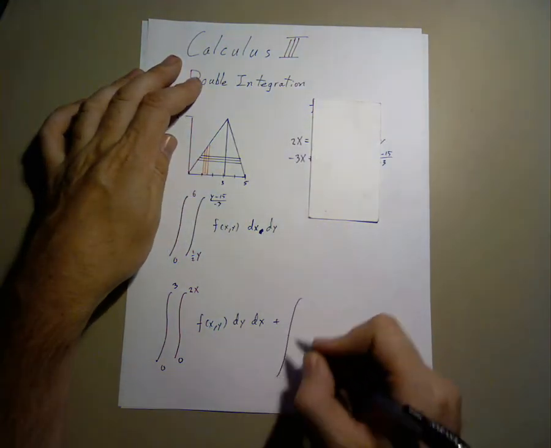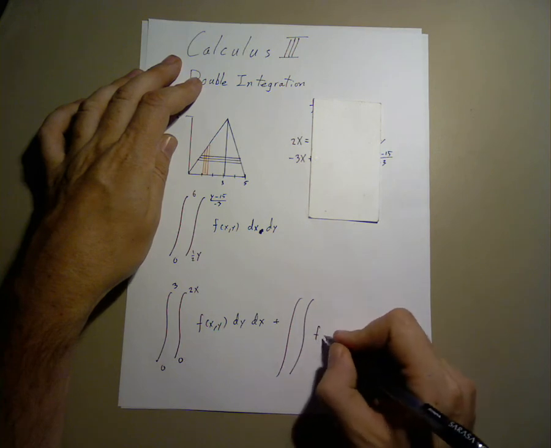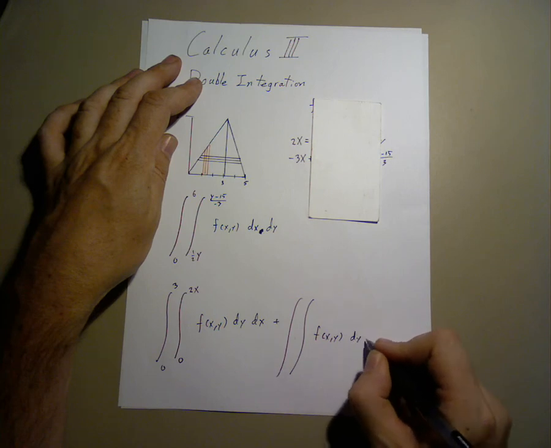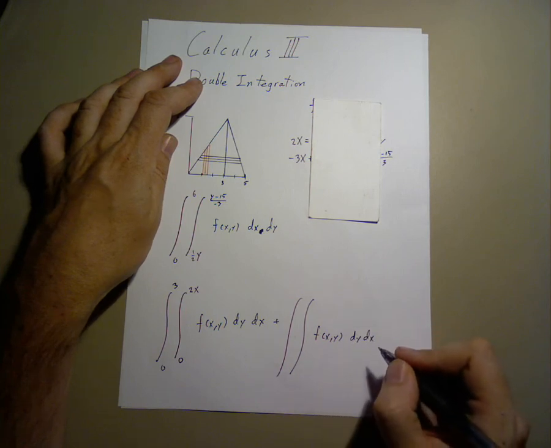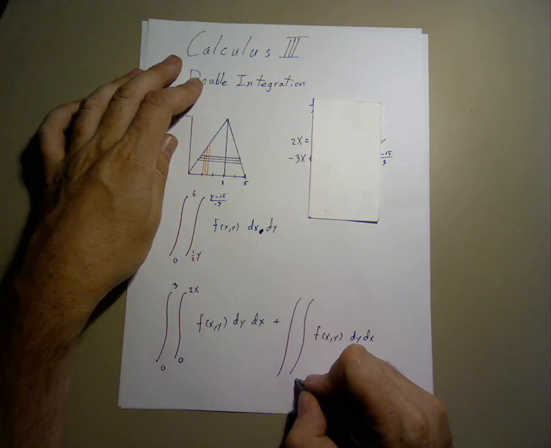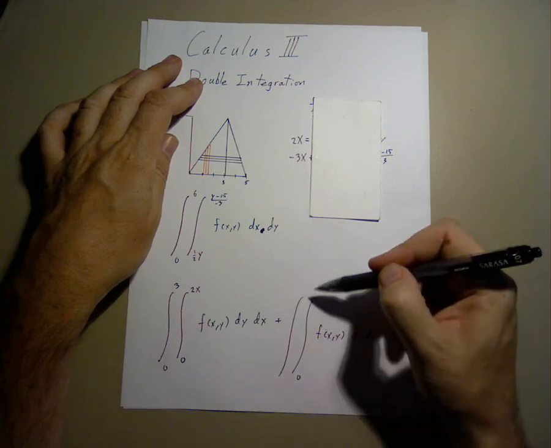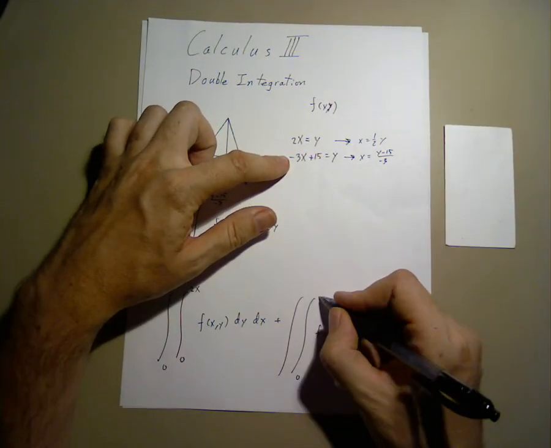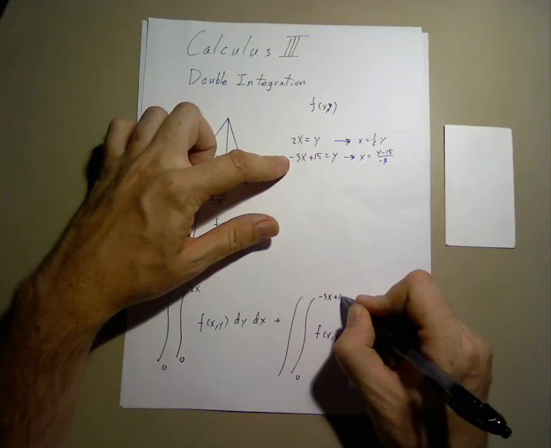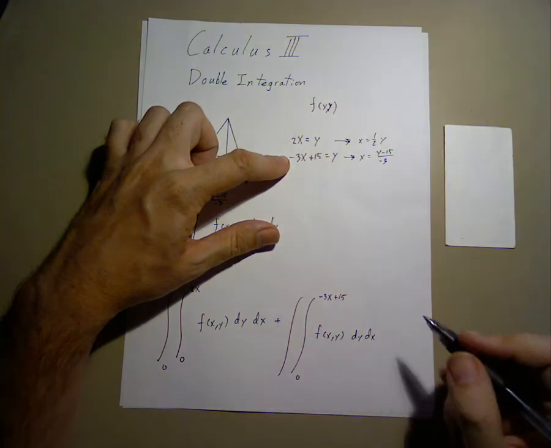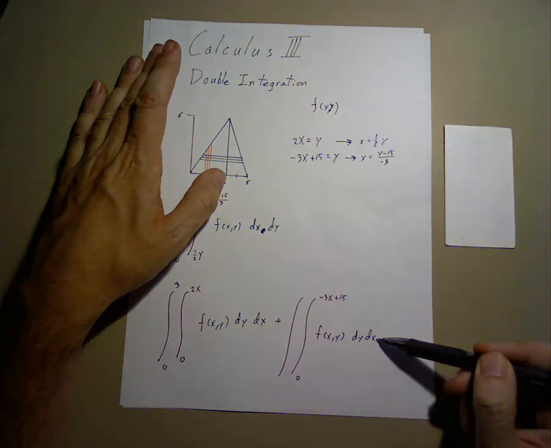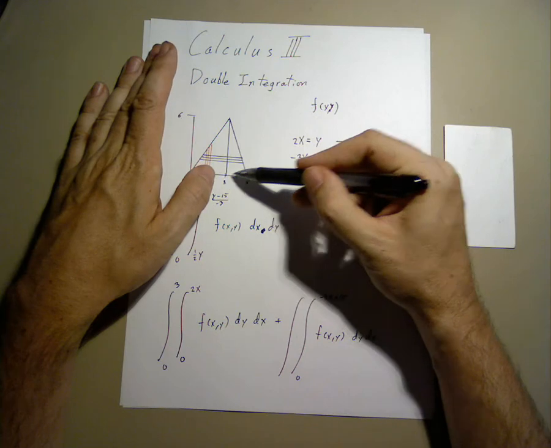In this case, our integral will look like the integral of f of x comma y, dy dx. We'll integrate between 0 and this line. That line is minus 3x plus 15. We'll integrate along x then, because x is our second variable of integration, between 3 and 5.